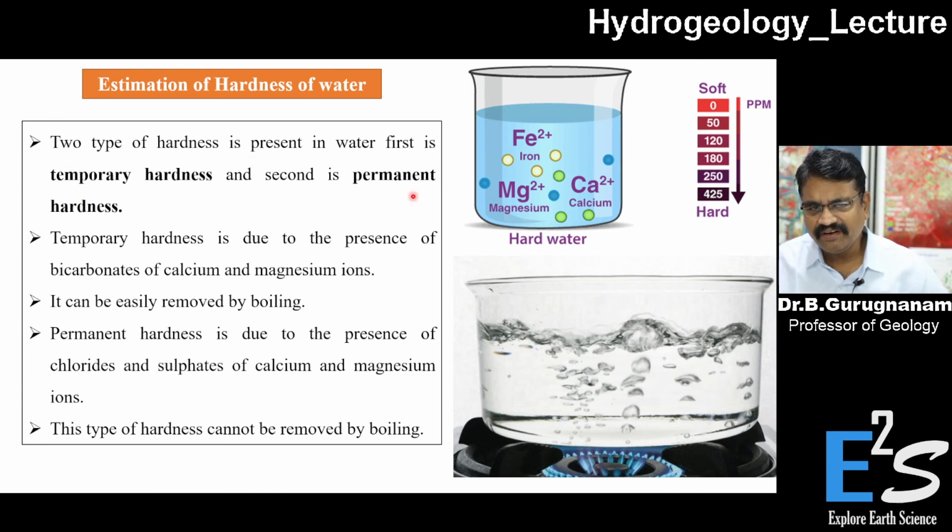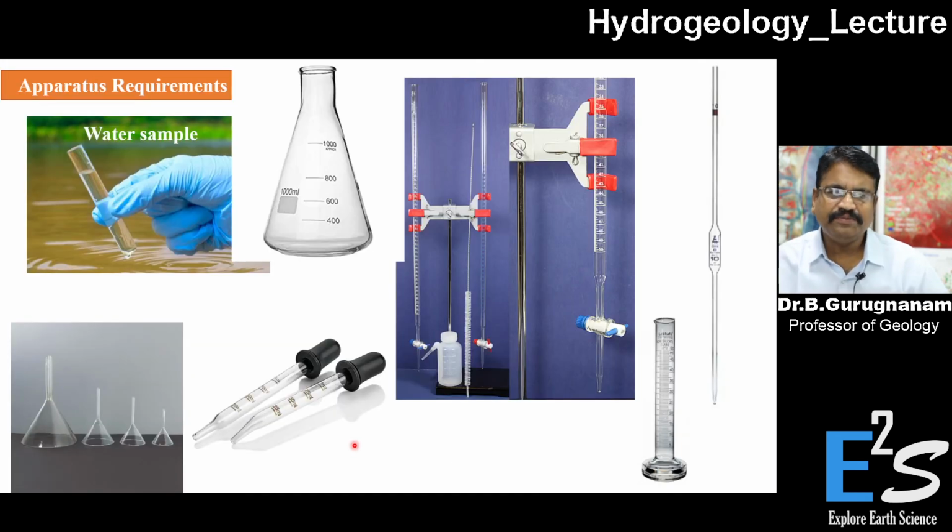How is this being estimated? Two types of hardness are present in water. First is temporary hardness and second is permanent hardness. Temporary hardness is due to the presence of bicarbonates of calcium and magnesium ions. It can be easily removed when you boil the water; automatically this will be removed. Permanent hardness is due to the presence of chlorides and sulfates of calcium and magnesium ions. This type of hardness cannot be removed by boiling, right? This is how the estimation is done.